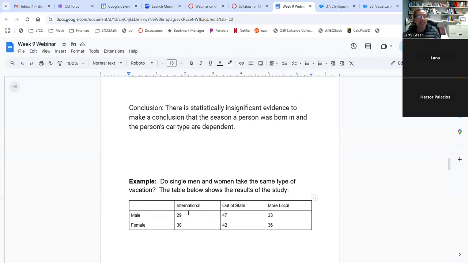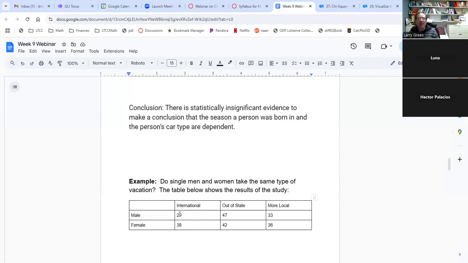We're not deciding if these are independent or not. We want to say, is the distribution of travel for men the same or different as the distribution of travel for women? And it's comparing two groups.